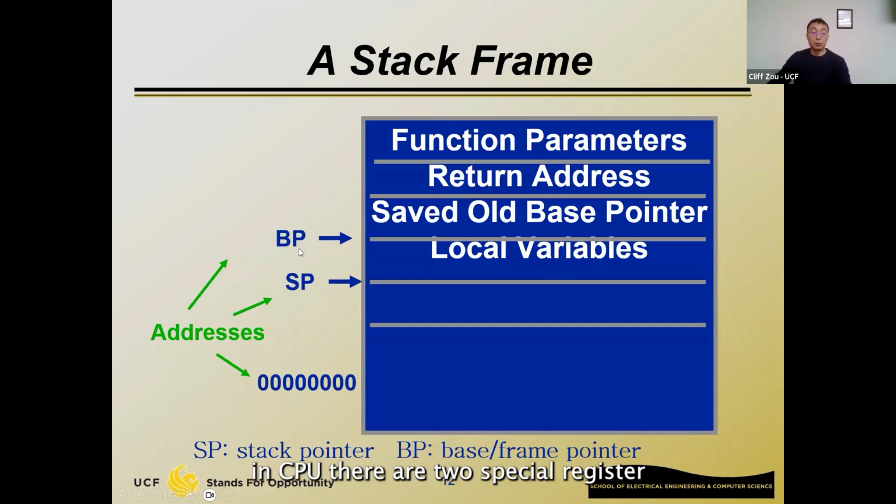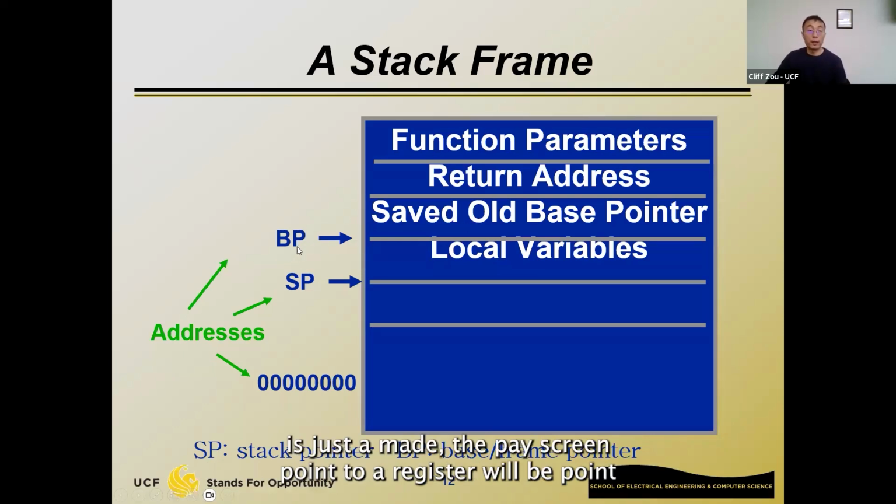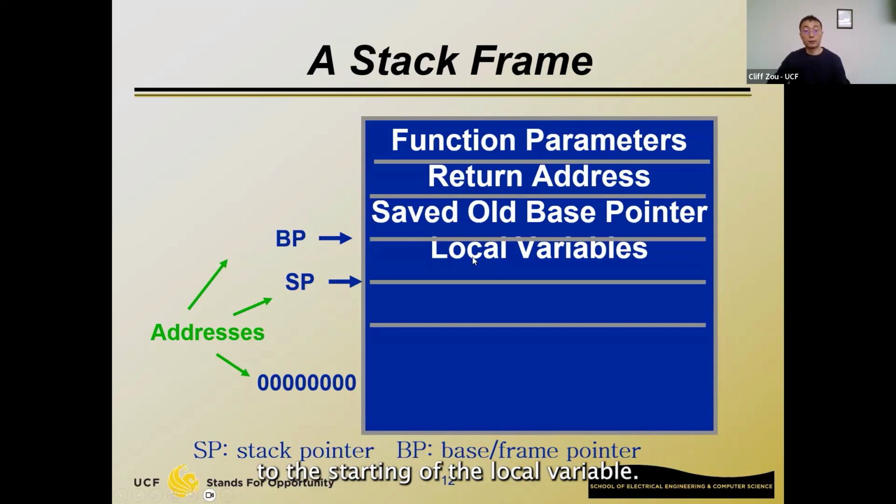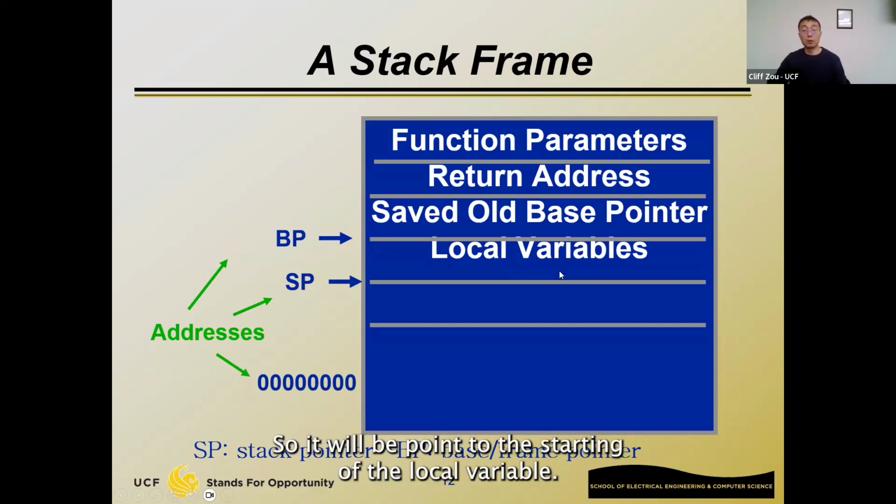In the CPU, there are two special registers used by the operating system for this stack operation. One is called the stack pointer, the SP register. The other is the base pointer register, the base frame pointer. When a function call is just made, the base frame pointer register will point to the starting of the local variables.